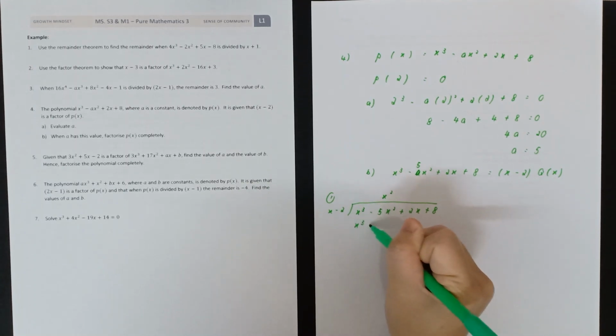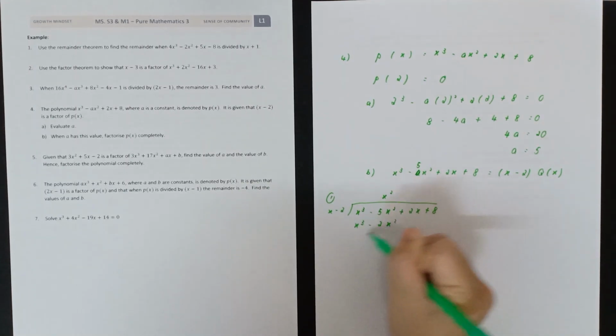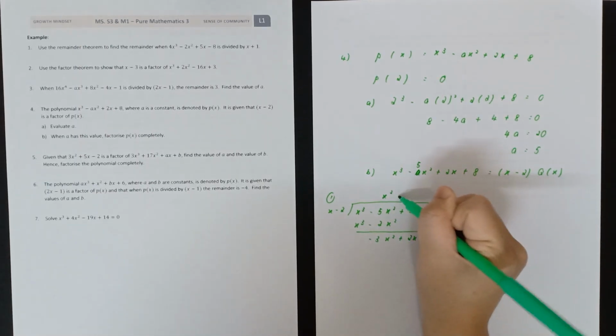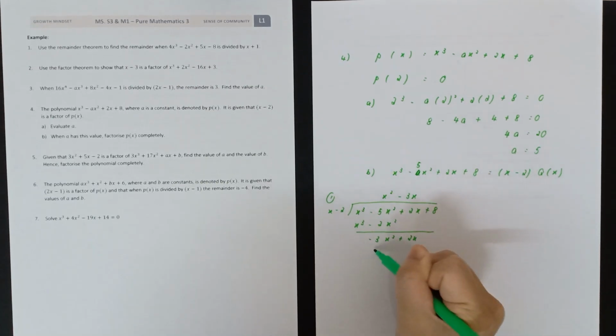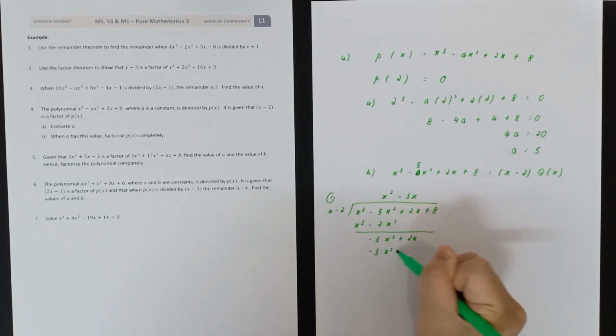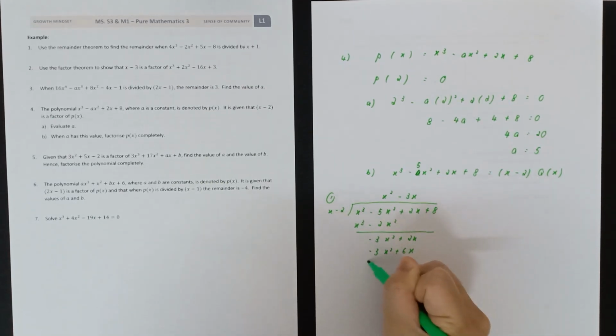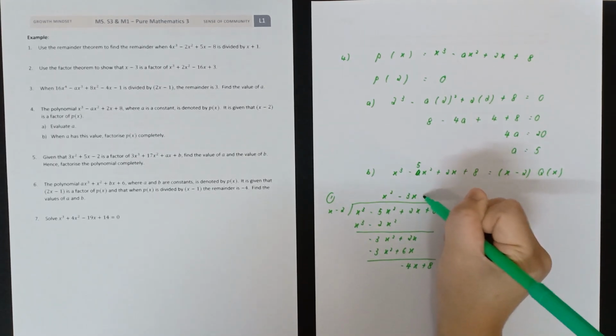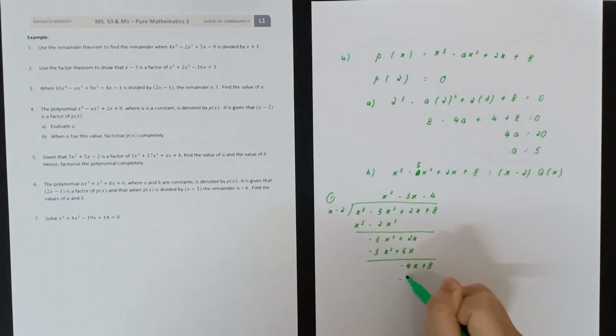So x cubed minus 2x squared. So minus minus become plus, negative 3x squared plus 2x. So I get negative 3x. So negative 3x squared plus 6x, which gives me negative 4x plus 8. Sorry, plus 8. So negative 4. I get 0 here. Okay.